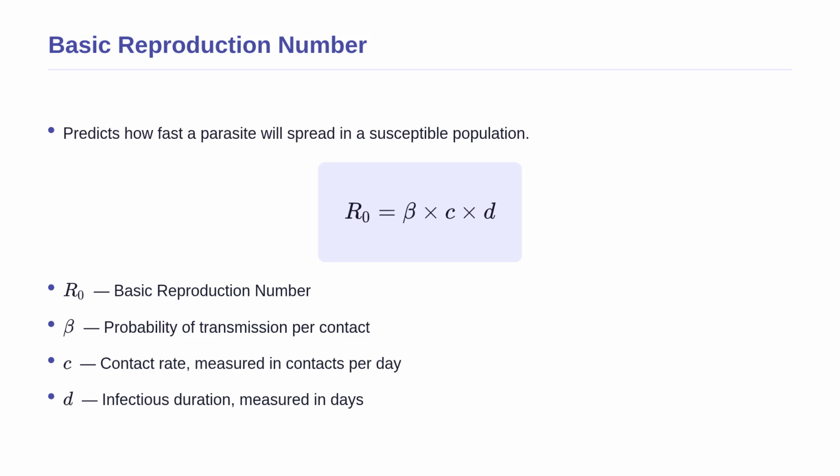Let us define these variables. Beta is the probability of transmission per contact, such as a mosquito bite. The variable C is the contact rate, meaning the number of bites per day. Finally, D is the duration the host remains infectious, measured in days. If the contact rate or the infectious duration increases, R0 goes up, meaning the parasite will spread much faster through the population.